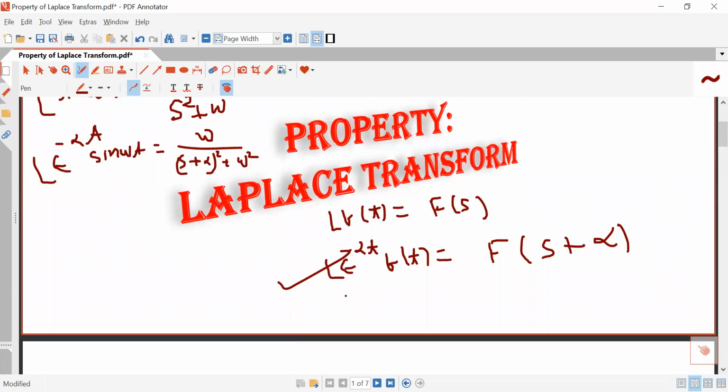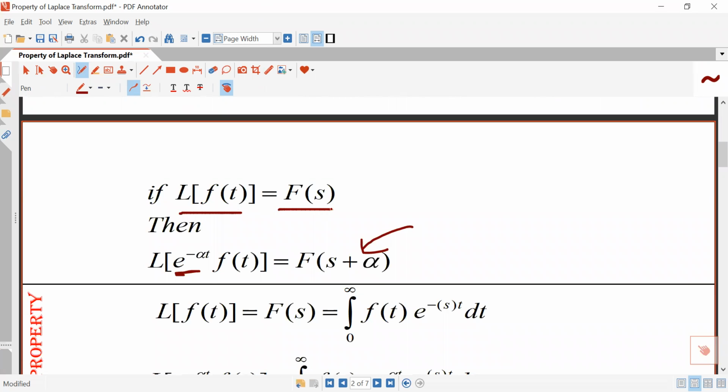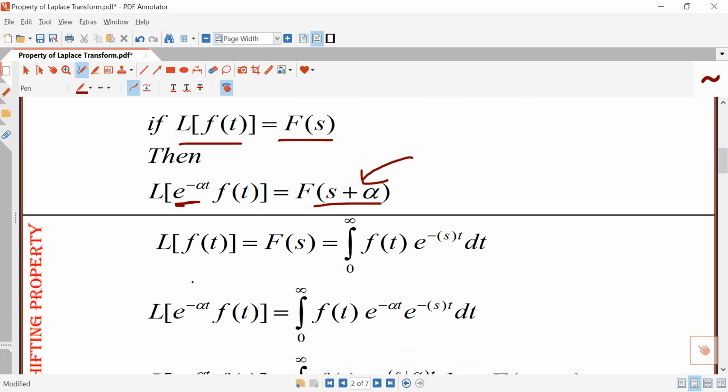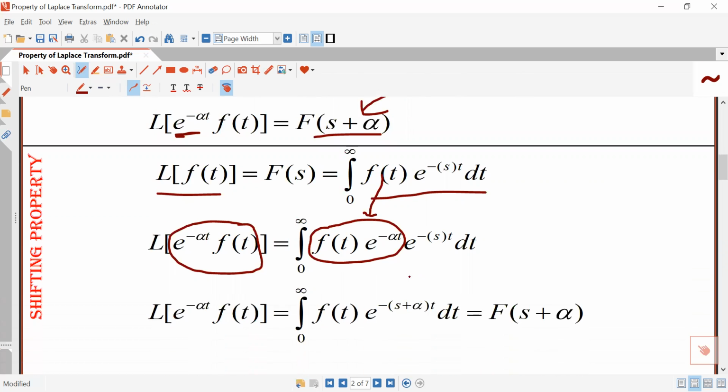Now, the proof of this statement is here. You can see if Laplace transform of f(t) is F(s), then Laplace transform of this will be F(s plus alpha). How can you get this statement? For this, I have considered Laplace transform of f(t), which is equal to this. And what will be the Laplace transform of this function, e to the power minus alpha t f(t)? So in place of f(t), you will have to write f(t) e to the power minus alpha t. And here the bases are the same, so the powers will be added together. You will get this result.